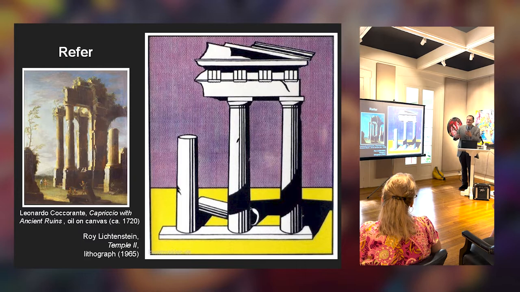And I think he would even admit that, because the movement itself was based upon the throwaway culture of the printed matter that surrounds us in the post-war consumer culture of America, and then eventually the whole world, thanks a lot, American consumer culture. So let's now move on from referring to renewing.